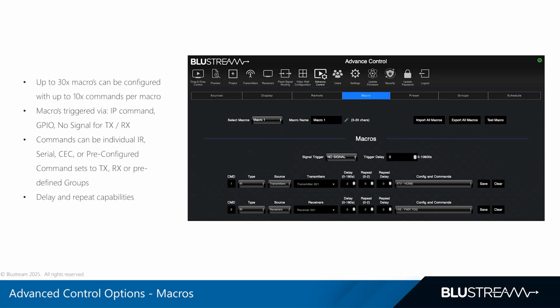Now here's the macros tab within the ACM1000, and it really gives integrators a powerful way to automate complex system behaviors with ease. You have access to up to 30 individual macros, and each macro can contain up to 10 commands, whether those are switching, control, or environmental commands. Macros can be triggered in multiple ways: via API command, from the GPIO port on the ACM1000, or even from a no signal state detected on an endpoint.